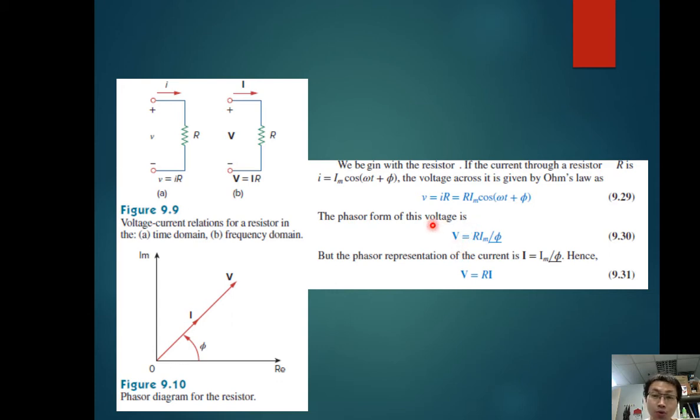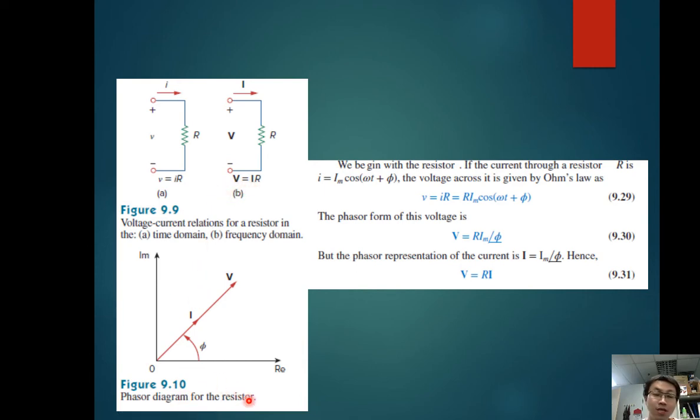So my V will be in volts. Then R is copied, Im is copied, cos becomes angle, and I copy the phi into this. The phasor representation of the current is like this: I copy Im, the cos becomes angle, and this is my phi, which is the same as Im angle phi. Then I can put both I's here. So we have V equals IR, where V and I are both vectors.